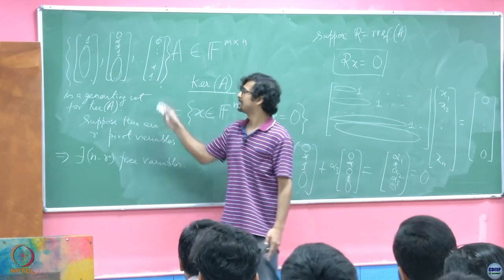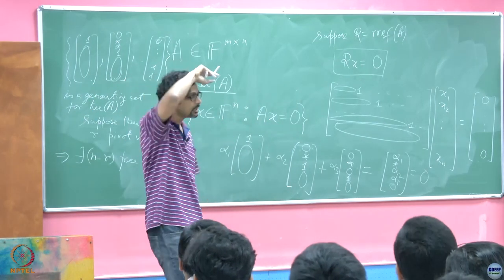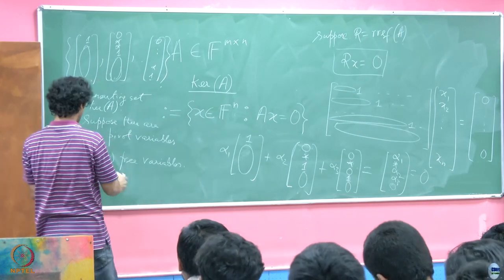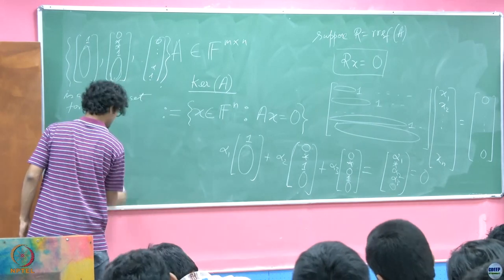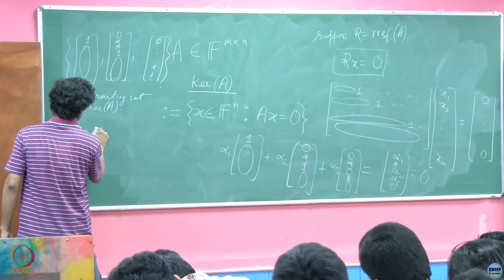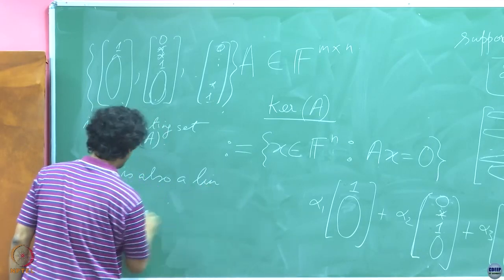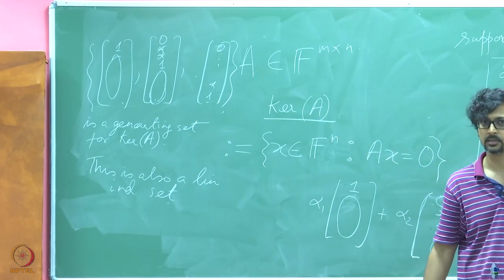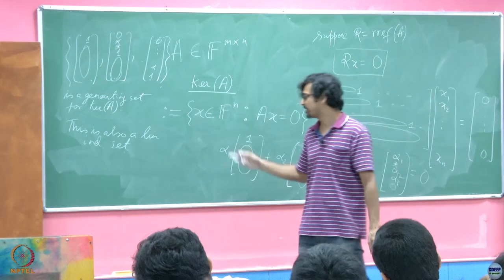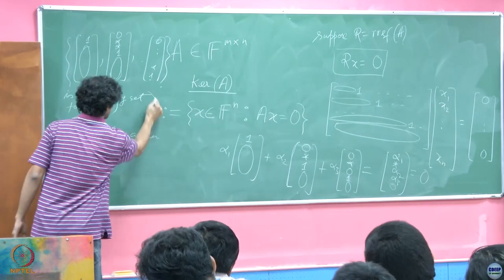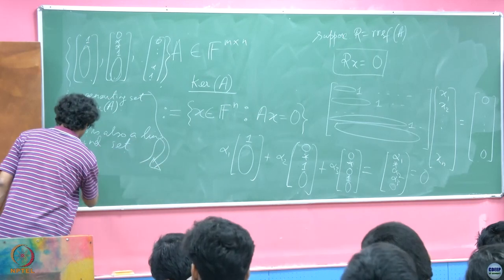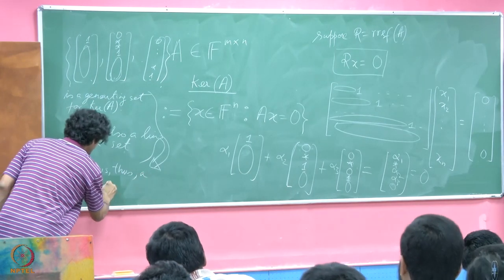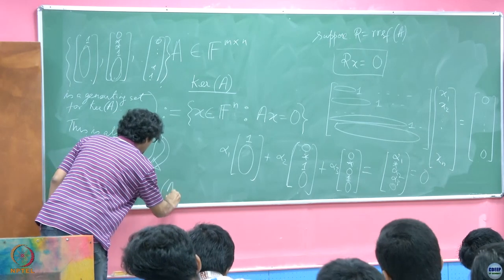right? That means that this set is not just a spanning set or a generating set for the kernel, but it's also a linearly independent set, which means that this is a basis for the kernel. If anyone has any doubts about why this is linearly independent, please feel free to ask. Is this clear? It's very important to understand why this is linearly independent. These two together tell us this is thus a basis for kernel of A.